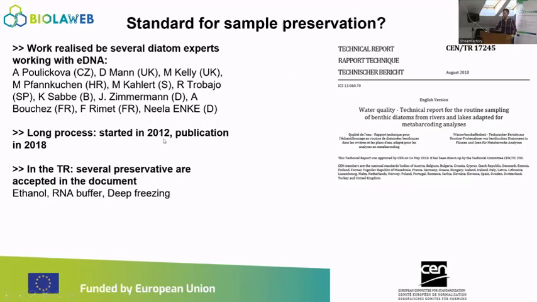And we proposed, first thing, to avoid formaldehyde. You understand it's not possible to use formaldehyde to do DNA metabarcoding, but to propose in this protocol, in this standard, ethanol, RNA buffer, and deep freezing. And so we proposed this protocol to the European Committee for Standardization, which is called the CEN, in 2012.